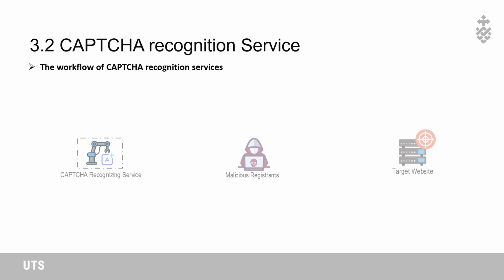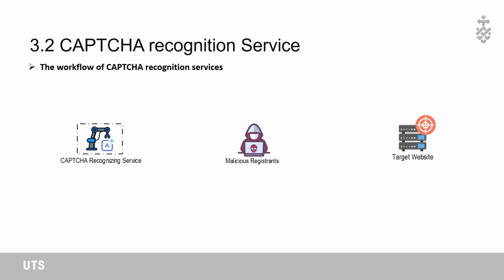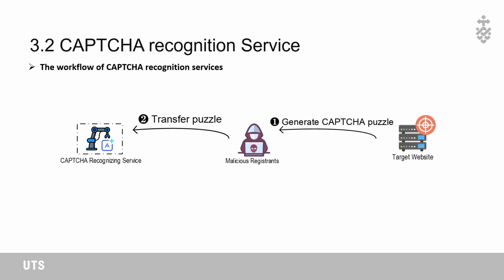The workflow of CAPTCHA recognition services is very simple. First, the user observes the puzzle from the website and then transfers it to the CAPTCHA recognition service. The service will solve it and send back the answer, and in the end, the user gets the answer and submits. The last one is the proxy services.